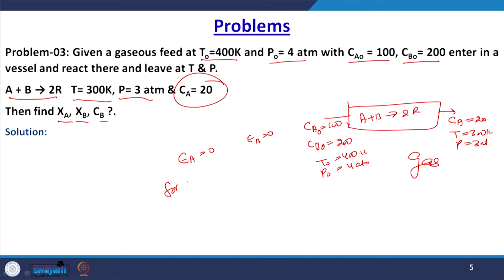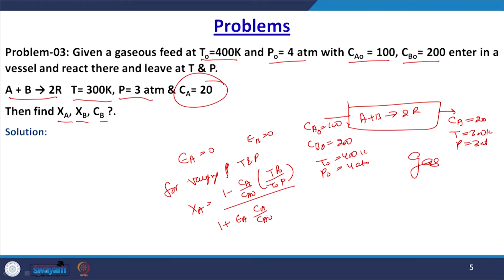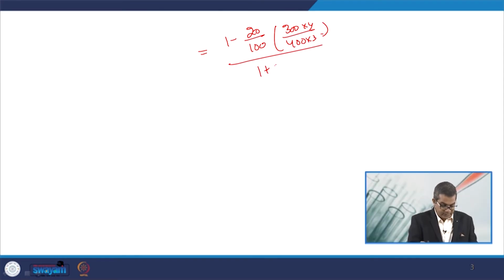So for varying temperature and pressure, for varying density, we know that Xa is equal to 1 minus (Ca upon Ca naught)(T P naught upon T naught P) divided by 1 plus epsilon A (Ca upon Ca naught)(T P naught upon T naught P). Now this comes out to be 1 minus (20 upon 100)(300 into 4 upon 400 into 3) divided by 1 plus 0, and that is 0.8.